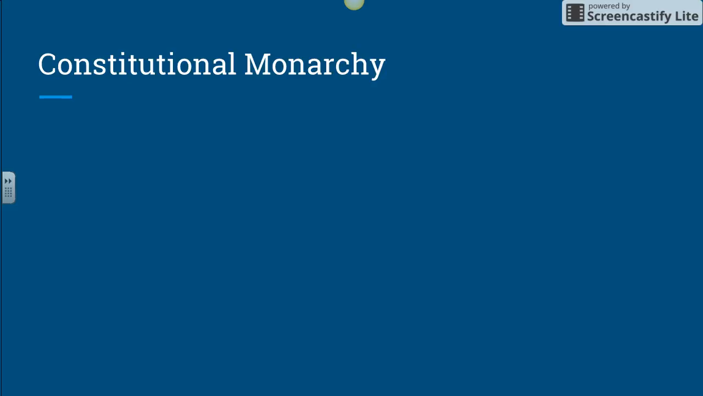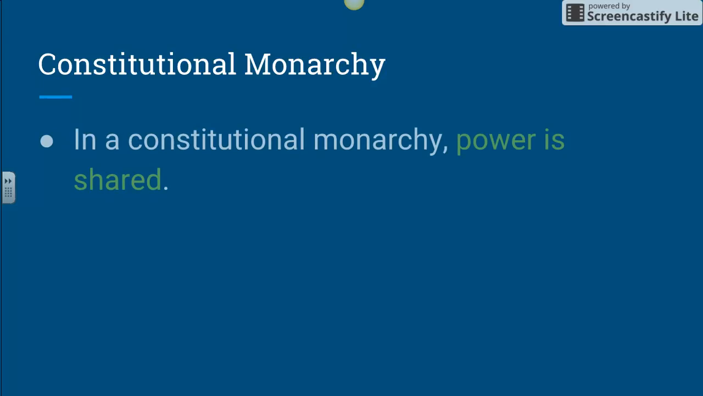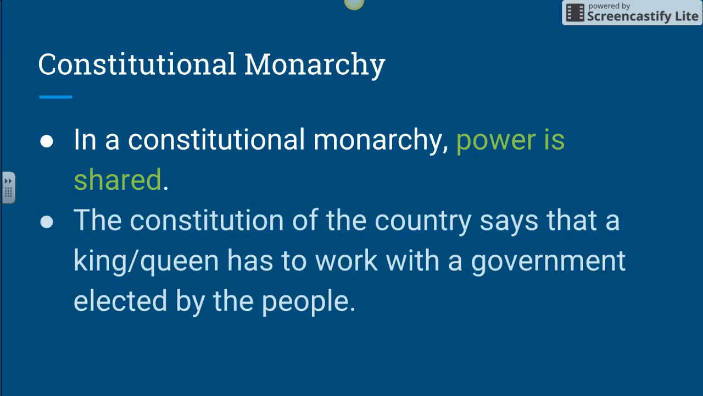The next is a constitutional monarchy. In a constitutional monarchy, power is shared. The Constitution of the country says that a king or a queen has to work with a government elected by the people.